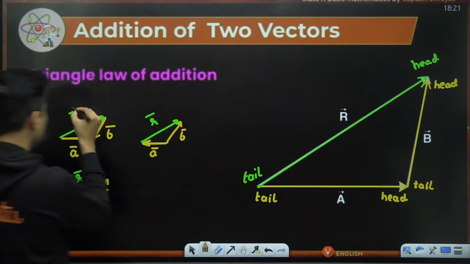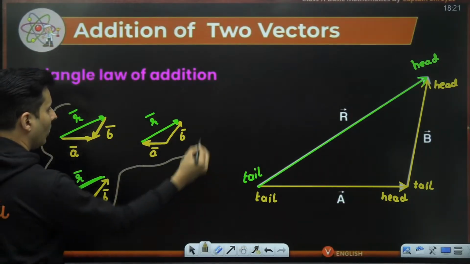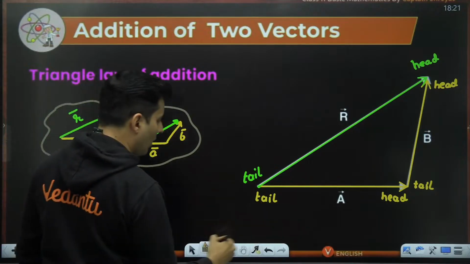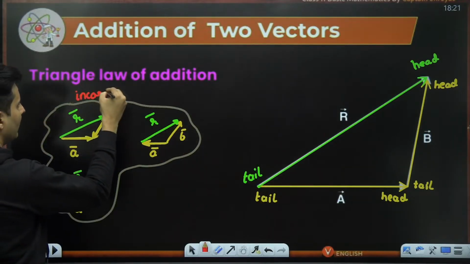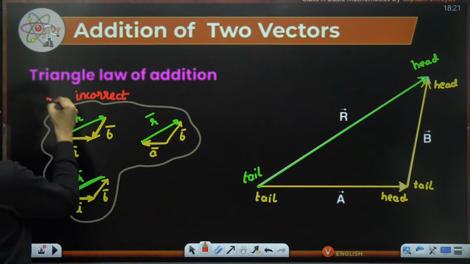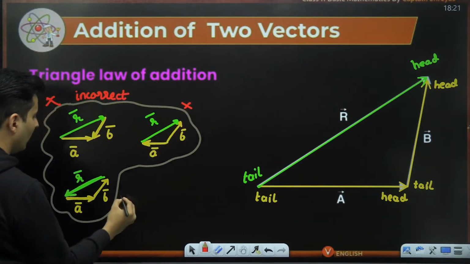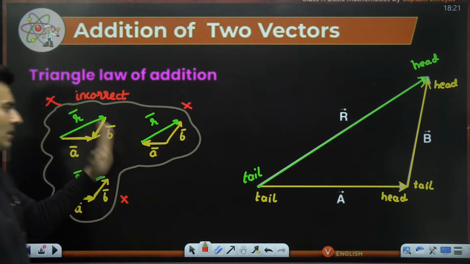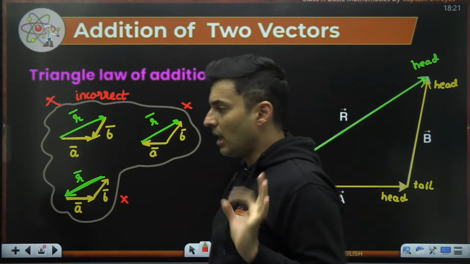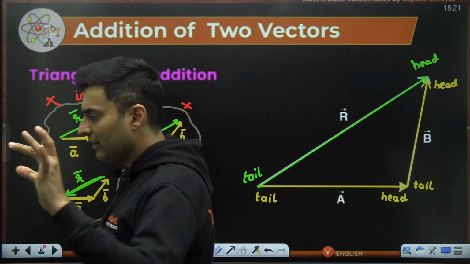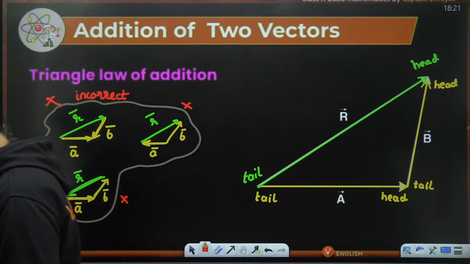So all these things, my dear warriors, this one, this one, this one, all these are basically wrong methods of adding. So these are incorrect. These are all 100% wrong. All these three methods are wrong. This is the correct way. Everybody is clear about this, how we should place the tails and the heads of the vectors being added, right?